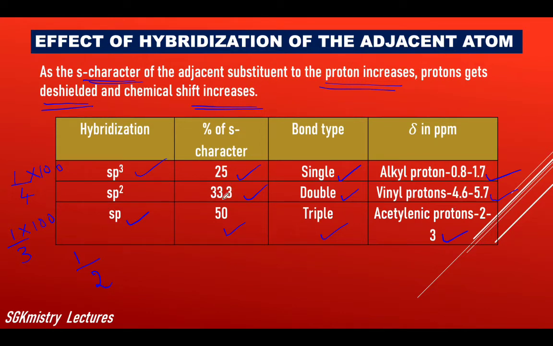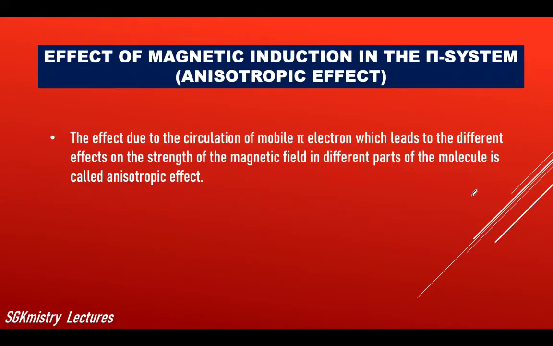But here you can see from sp2 to sp, again there is an increase in the percentage of S character, but the chemical shift value has been decreased. The reason why there is a decrease in the chemical shift value from sp2 to sp is mainly attributed to the next factor, that is the anisotropic effect. So what is this anisotropic effect? It is the effect due to the pi electrons, that is circulating pi electrons. So how will they affect the chemical shift?